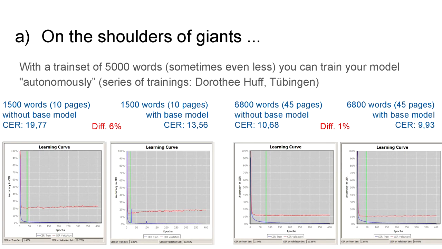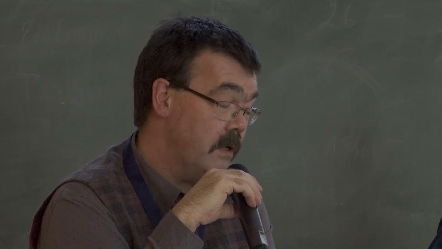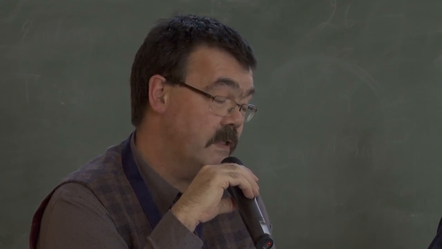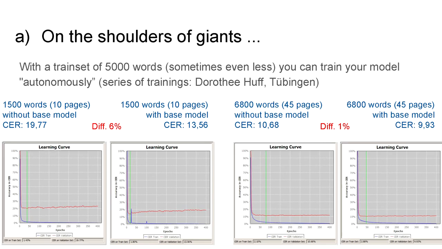First one, you can use base models as starter models, but this is not really necessary. I think Dorothee Huff trained two series of models for me, or I asked her to do so, with a base model and 1,500 words, 10 pages of ground truth to the base model. And there was a difference between training with base model and without base model. With more than 40, 45 pages, you won't need a base model to get started. This is enough to have your own solid model that will work well on a single writer.